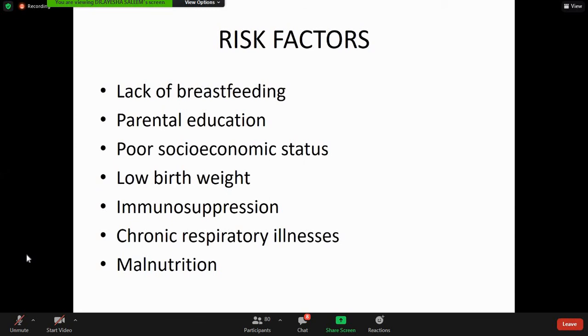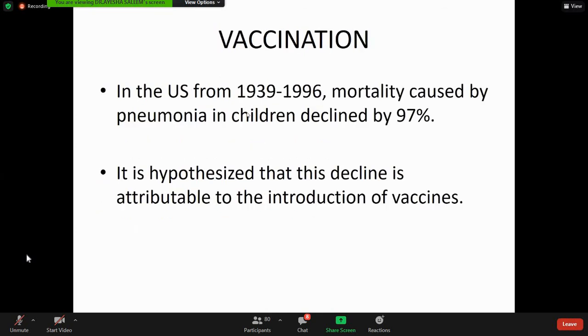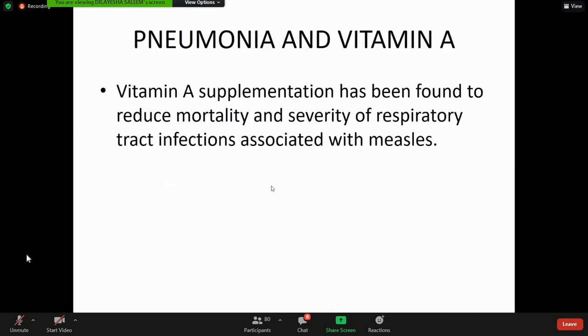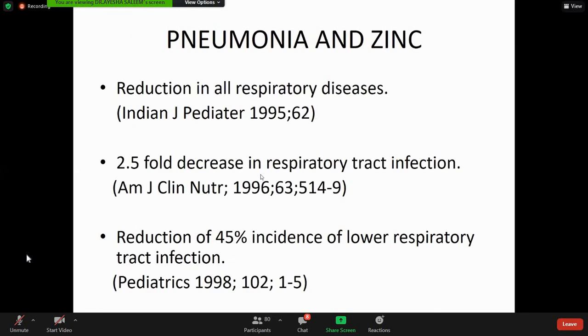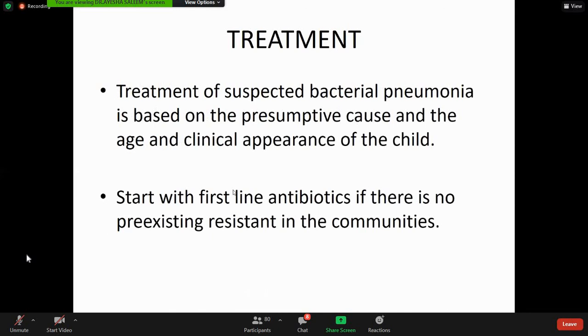Risk factors one should know, especially in our part of the world. It's very, very important to know the risk factors. While you take history, you should take these risk factors into consideration. Lack of vaccination is a big risk factor. Vitamin A supplementation and zinc have a protective role. Not only do they reduce the incidence of pneumonias, they also decrease the duration of stay in the hospital, so patients recover quickly.